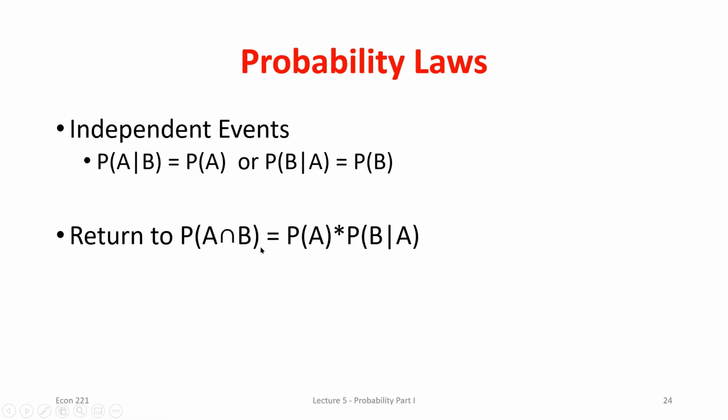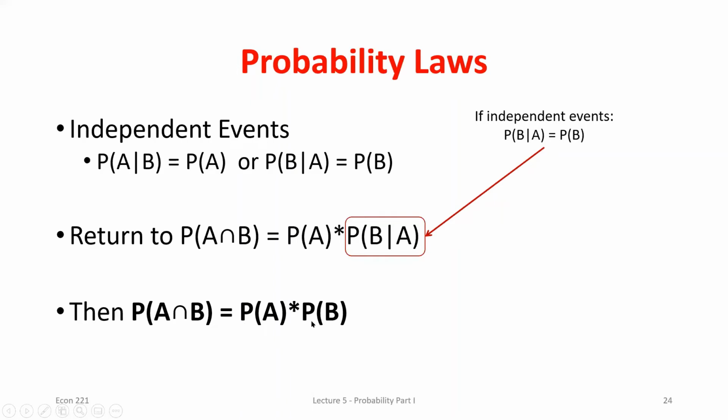So if we go back and think about our multiplication rule, we said we could rearrange the equation a little bit so that I can always find the intersection of two events by taking the conditional probability of an event and multiplying by what I'm conditioning on. However, if events are independent, what could I plug in here instead of the conditional probability of B? Well, if they're independent, that conditional probability should just be equal to the unconditional probability of B, which gives us this simplified formula.